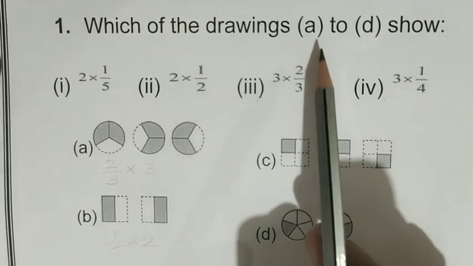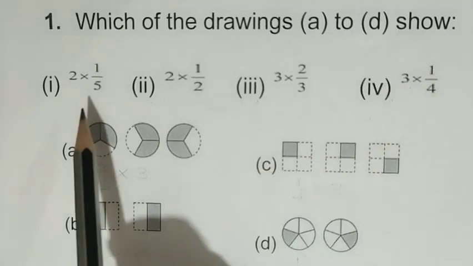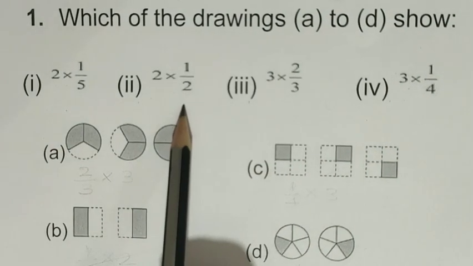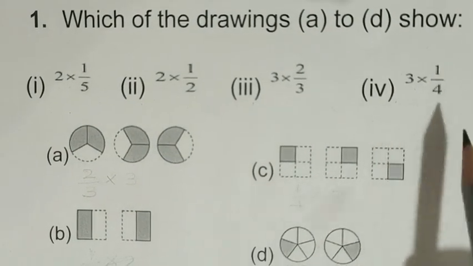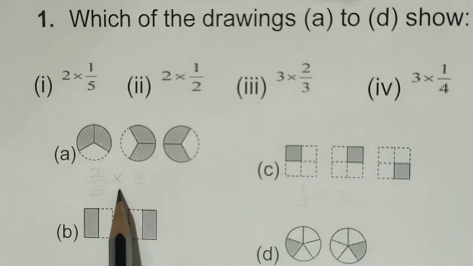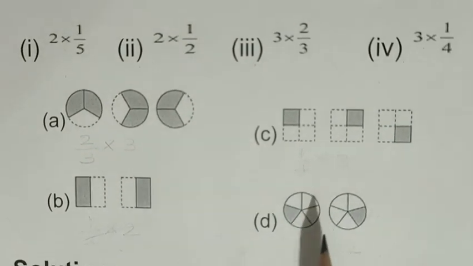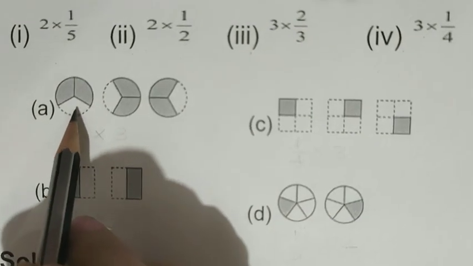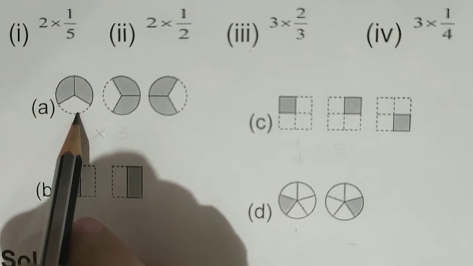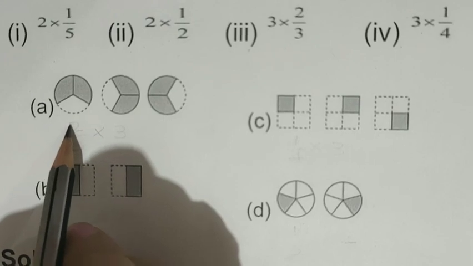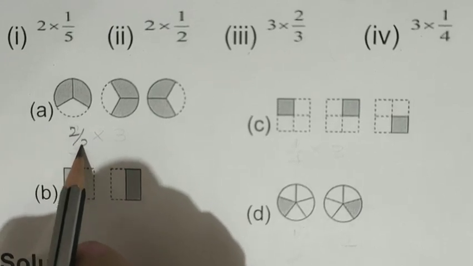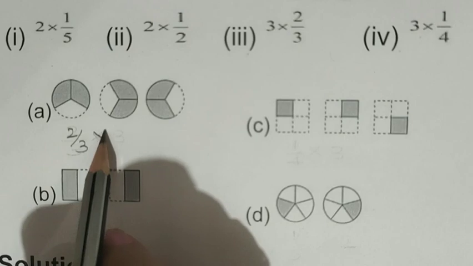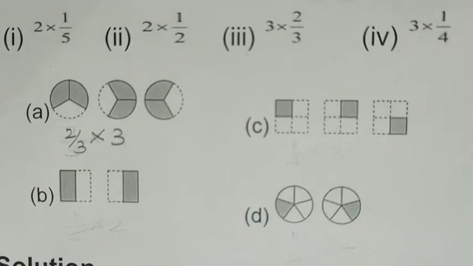Which of the drawings A to D show 2 into 1 by 5, 2 into 1 by 2, 3 into 2 by 3, 3 into 1 by 4, the diagrammatic representation shown here. So first I will write the shaded part of this circle. Here the circle is divided into 3 parts and out of 3, 2 are shaded. So the part is 2 by 3. But how many circles are there? 3. So 2 by 3 into 3.